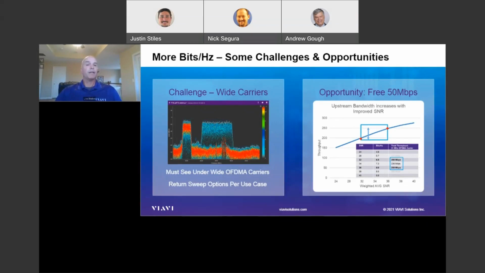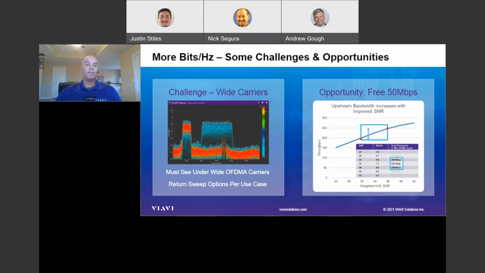And sweep is also a challenge, not being able to place sweep pulses between 6.4 meg wide upstream carriers. Well, now there are solutions that allow you to sweep right through OFDMA without any impact. So the takeaway is you can get a lot more out of OFDMA, more bits per hertz, and especially what I'm showing on the right chart here is if your plant is clean and tight, if you can increase your SNR by only 4 dB in the upstream, you can get 50 more megabits per second out of a 31 megahertz OFDMA carrier. So keeping your plant clean and tight is still important, even in OFDMA environments.